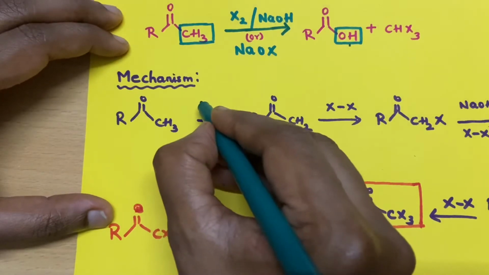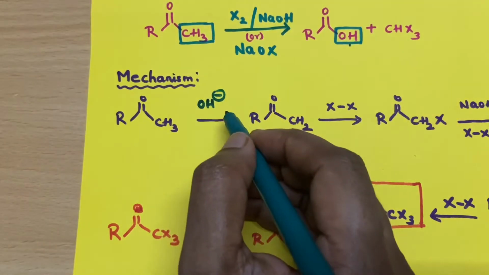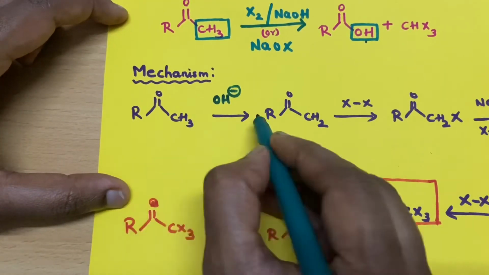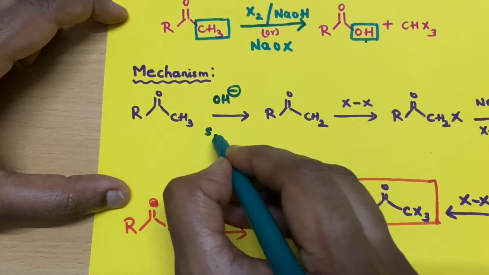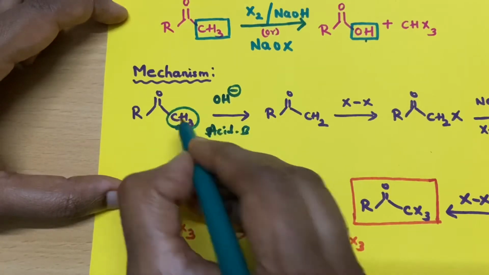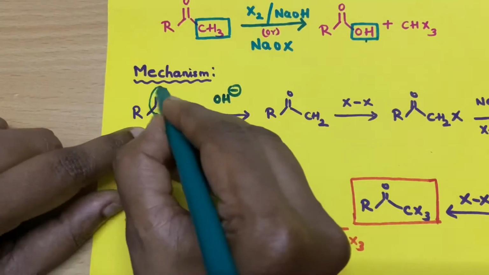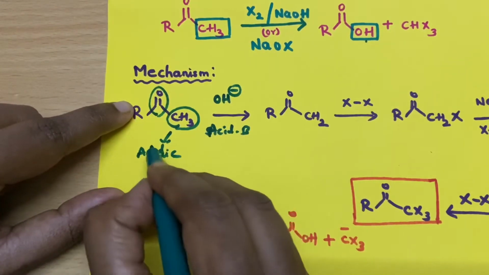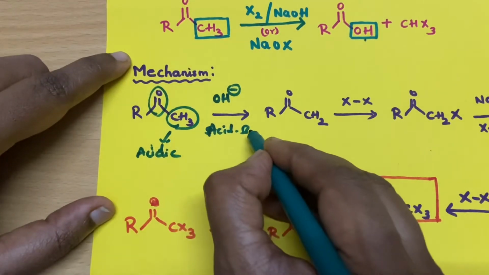So first of all, what happens? Your sodium hydroxide is going to give you hydroxide ions. So it is just an acid base reaction. The first step, this is the rate determining step. Simple, this is an acid base reaction. You know this is an alpha methyl group which is adjacent to the carbonyl group. So this is acidic in nature, and all these protons are acidic. So this is an acid base reaction.